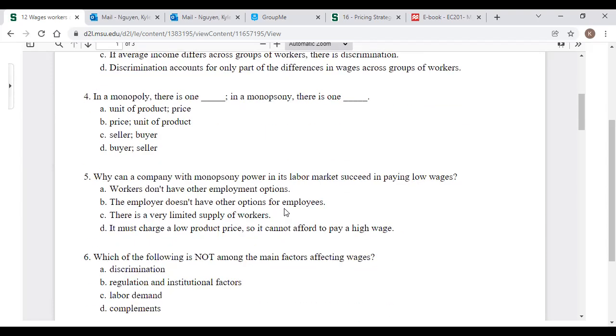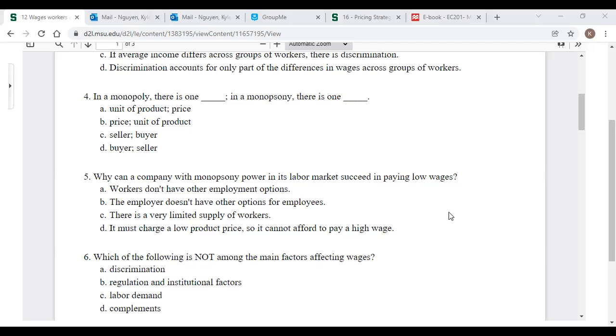Five. Why can't a company with a monopoly power in its labor market succeed in paying low wages? Oh, let's think about what a monopsony is. It's the only buyer of a certain type of product or a certain type of labor. Let's look at each of these definitions. Workers don't have other employment options. This is actually the right answer.